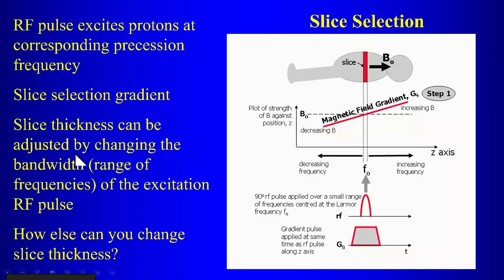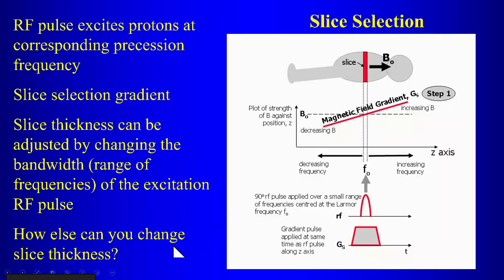The slice thickness can be adjusted by changing the bandwidth. The bandwidth is the range of frequencies of the excitation pulse. Right? So if my excitation pulse has a very narrow range of frequencies, then that narrows the thickness of the slice that is excited. If I increase the range of frequencies in my excitation pulse, to cover frequencies, let's say from here to here, then I have made my slice thicker.